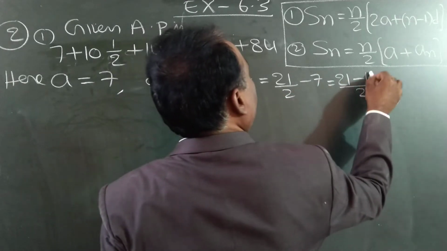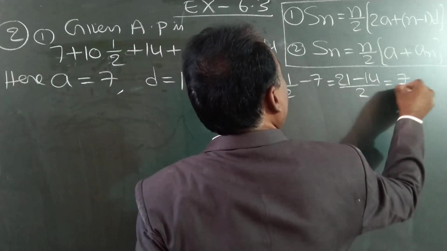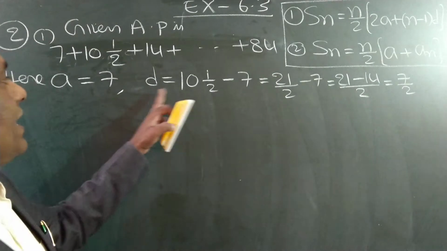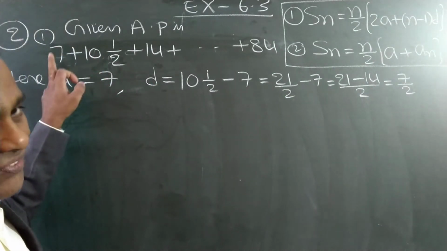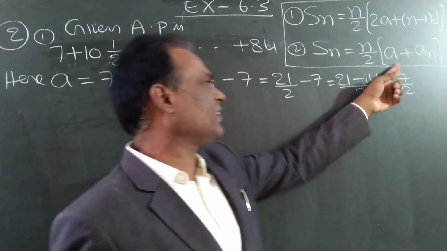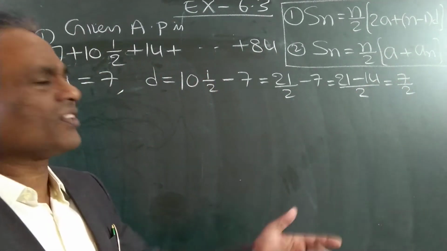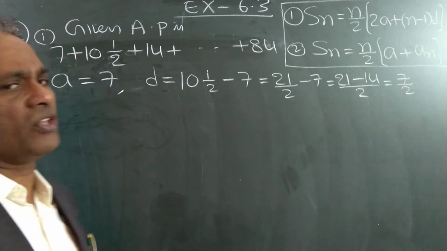2 into 7, 14. So 7 by 2 is the D value. D is second term minus first term: 10 and half minus 7. That is 3 and half. 3 and half can be written as 7 by 2, because we always write in the improper fraction, not as a mixed fraction.